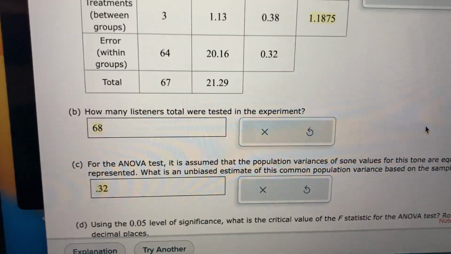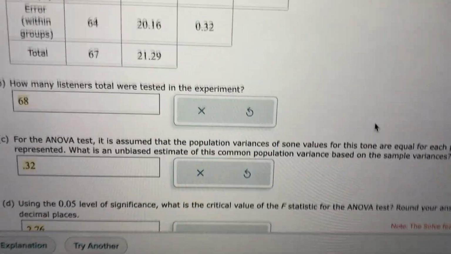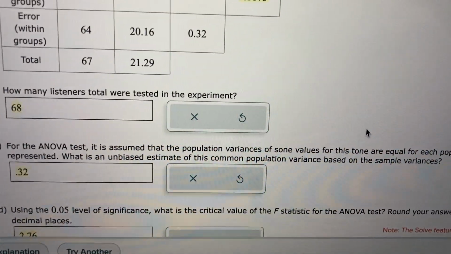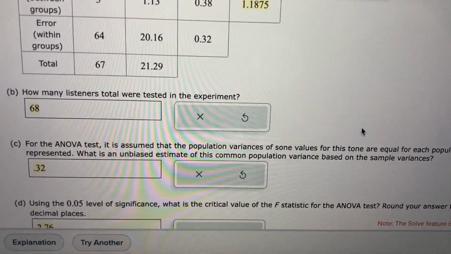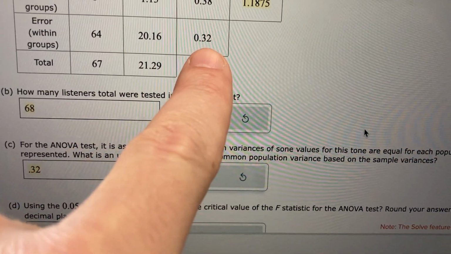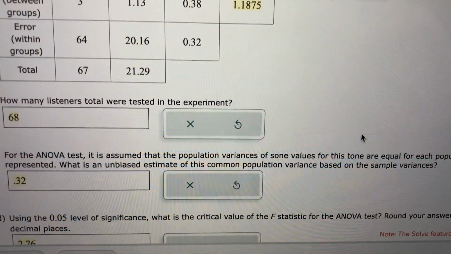Okay. Now, the next question asks that the population variances, we need some representation of the population variances. And it works out that this is the value that you'll use. This box is that answer, okay?